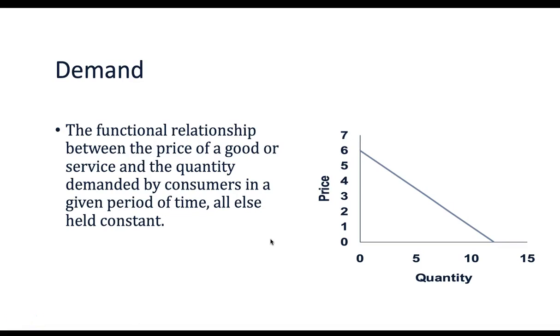Let's think about it this way. So again, demand, you have the definition here: the functional relationship between the price of a good or service and the quantity demanded by consumers in a given period of time, all else held constant. So it's talking about external, right? Customers, how much good or service they purchase for a certain price, and how that changes when price changes.